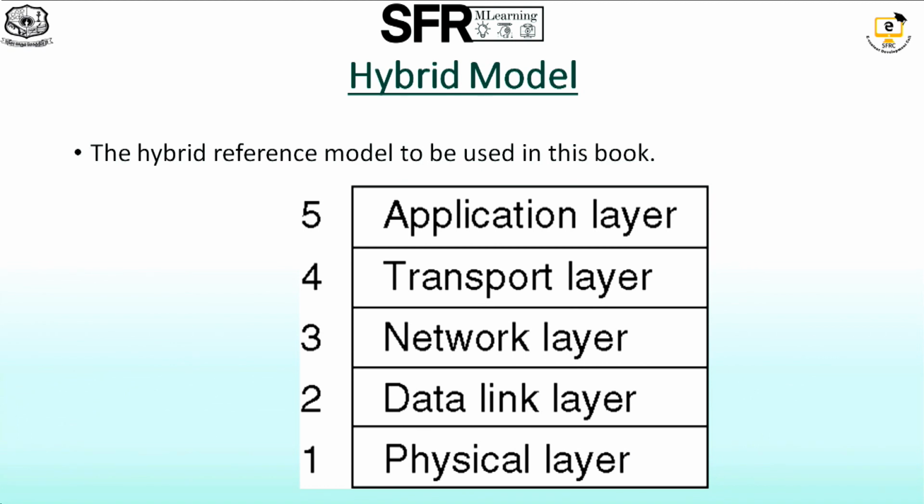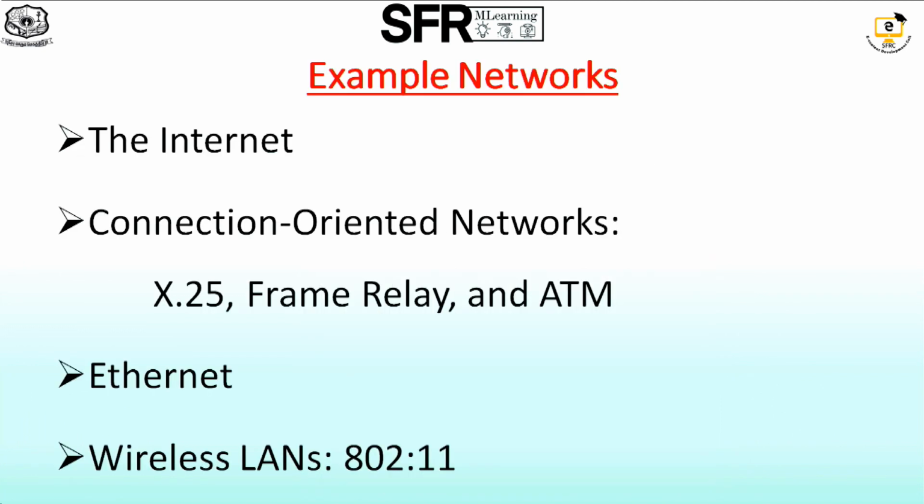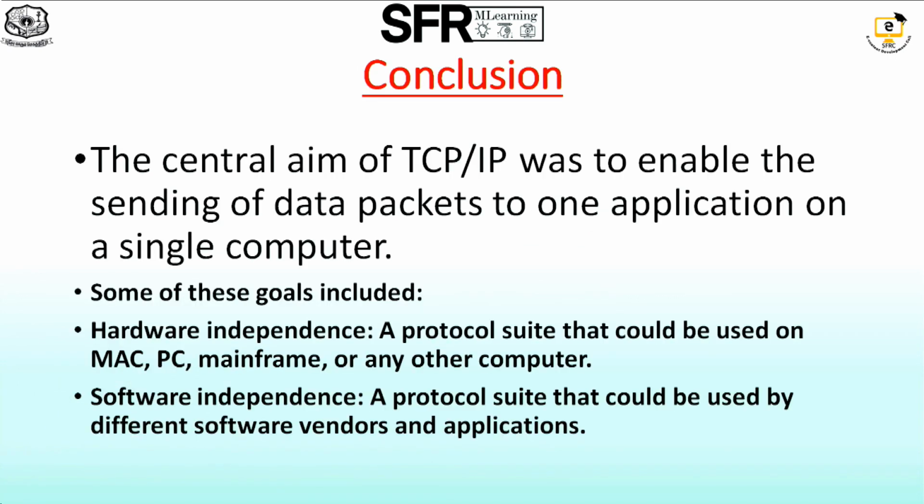It contains the benefits of both the OSI reference model and the TCP/IP reference model, and now we use the TCP/IP reference model, which contains the following 5 layers: physical layer, data link layer, network layer, transport layer and application layer. These are some examples of networks. We use these protocols in internet, connection-oriented networks like X.25, frame relay and ATM, Ethernet and wireless LAN 802.11.